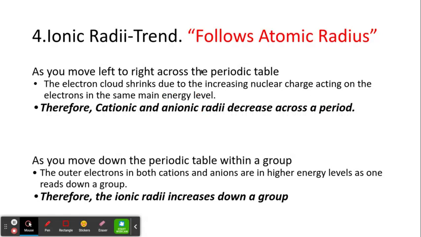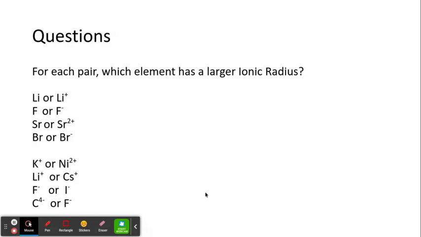Okay, here, as you move left to right across the periodic table, the electron cloud shrinks due to the increasing nuclear charge acting on the electrons in the same main energy level. Therefore, cationic and anionic radii decrease across the period. As you move down the periodic table within a group, the outer electrons in both cations and anions are in higher energy levels as one reads down a group. Therefore, the ionic radii increase down a group.